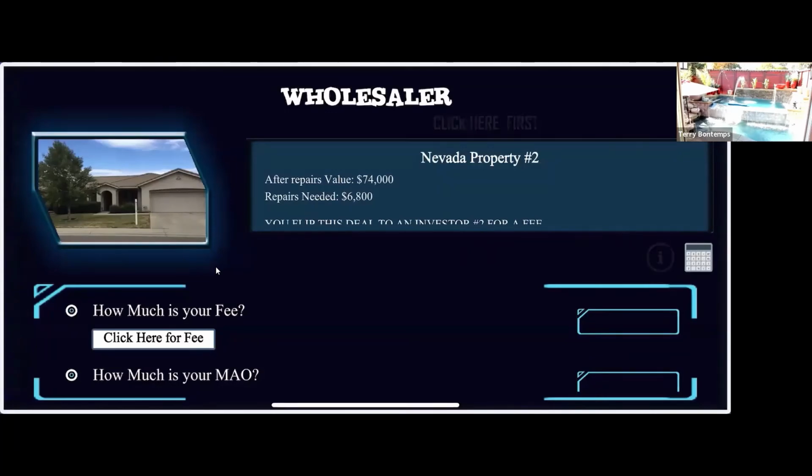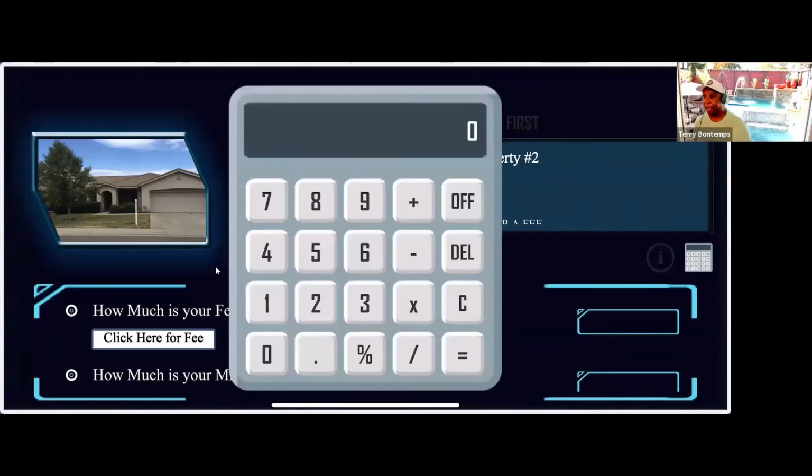Remember how much your fee is, okay? The calculator pops up. You have to put your fee inside here. So let's go ahead and do it. $5,000, that's what I taught you. Don't forget, I know you guys want to make 100, 200, 500,000. I'm all with you. But let me teach you first.